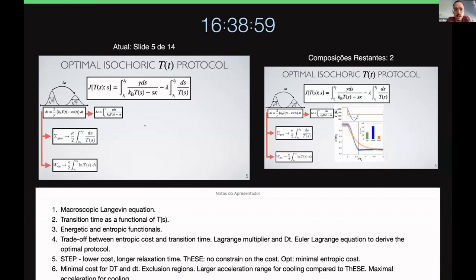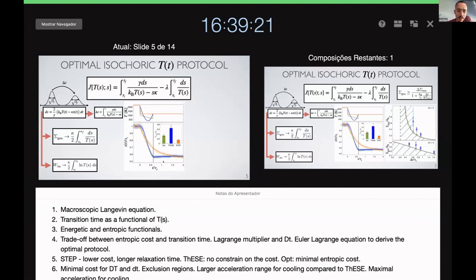And those two functionals are related as a trade-off relation by the Lagrange multiplier, in which if we apply the Euler-Lagrange method, we're able to define the time dependence of this protocol that minimizes this thermodynamic cost, as entropy, for a given transition time. And you can quantify here that if you do a step change in temperature, we have a low cost, but at the same time, we need to wait for a longer time to have stabilization.